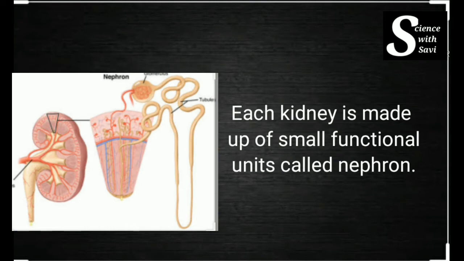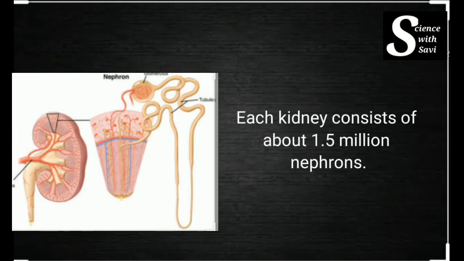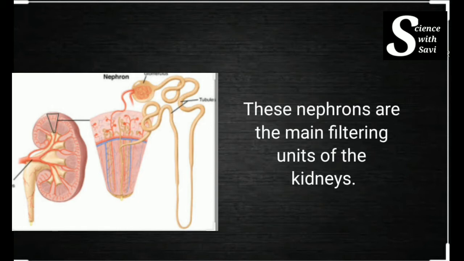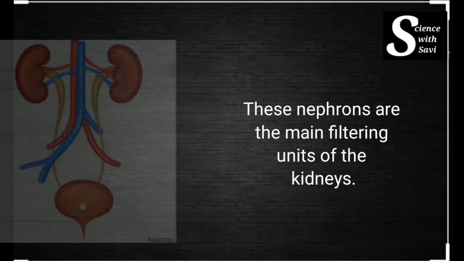That is, each kidney has around 1.5 million nephrons. So all these nephrons are tightly packed inside the kidneys. Okay, and these nephrons play the most important role in filtering the blood. We will come to it again after some time.